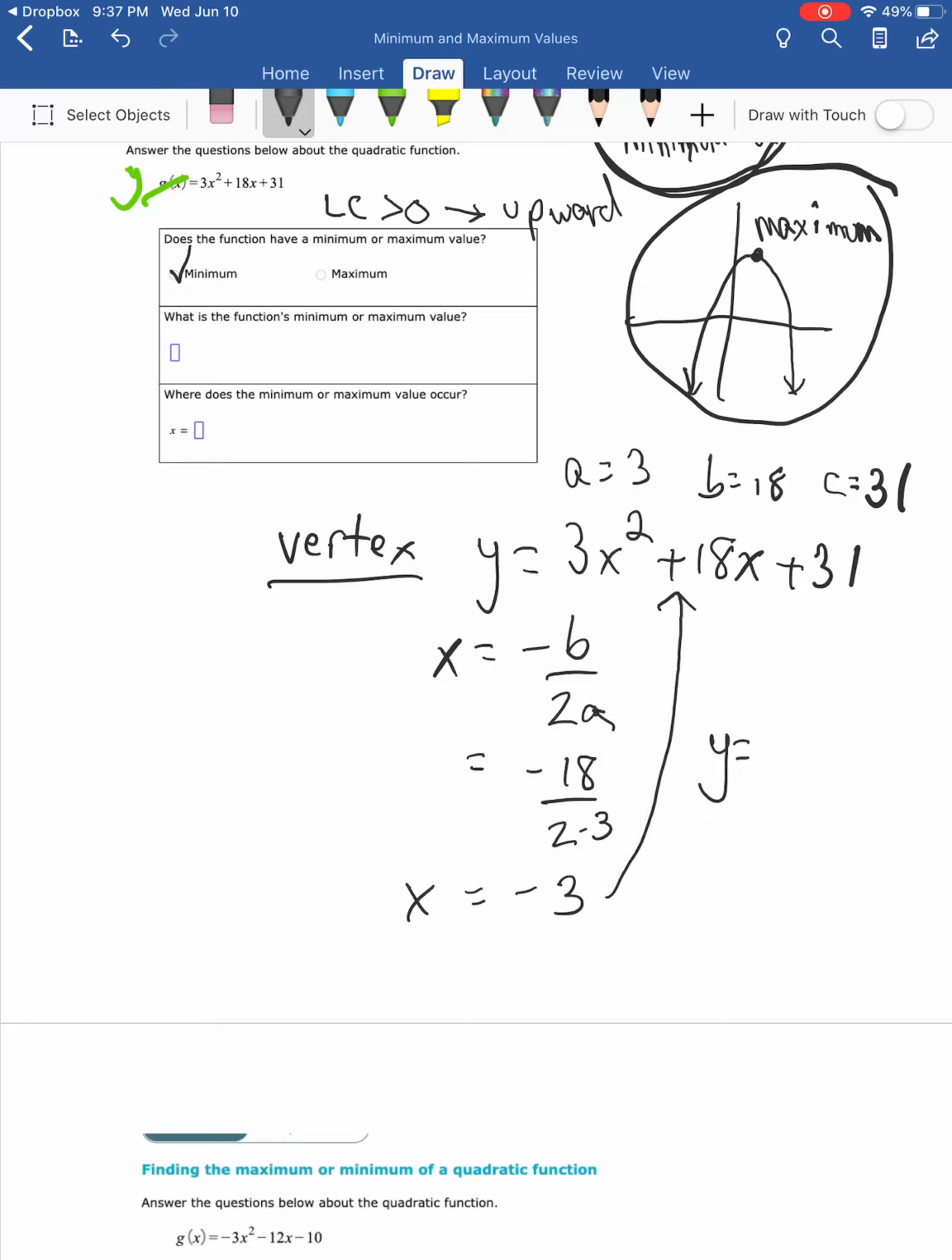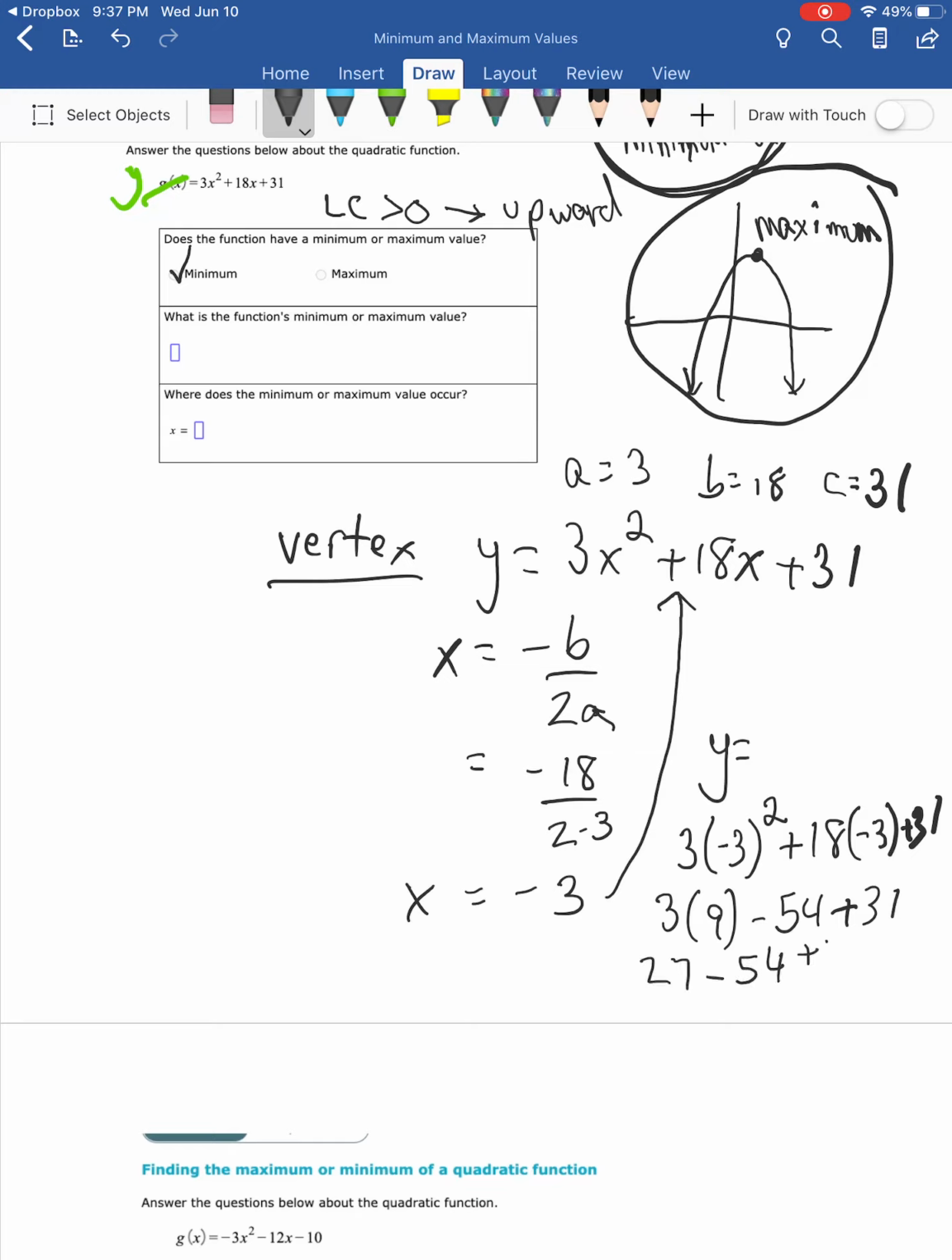So y equals 3 times negative 3 squared plus 18 times negative 3 plus 31. So that's 3 times 9 minus 54 plus 31. It's 27 minus 54 plus 31. Negative 27 plus 31. So that's positive 4.